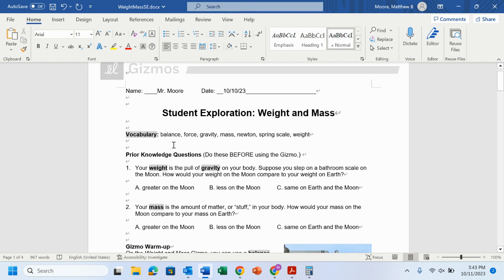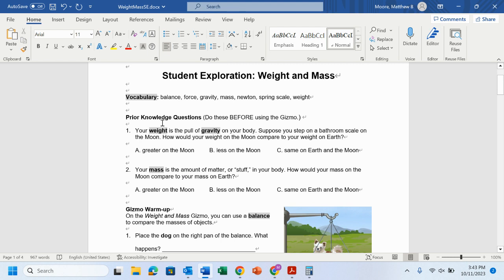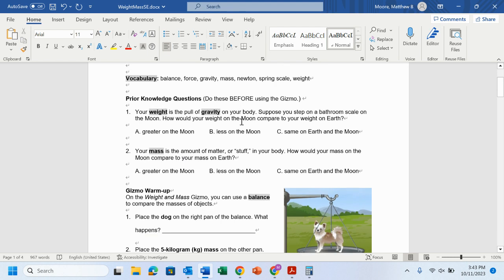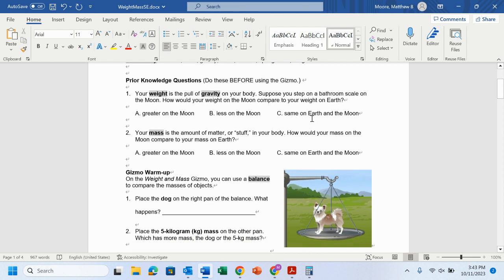Okay, so student exploration, weight and mass. Vocabulary that you're going to see in this exercise is going to be balance, force, gravity, mass, Newton, spring scale, and weight. Prior knowledge questions, do these before using the gizmo. Your weight is the pull of gravity on your body. Suppose you step on a bathroom scale on the moon. How would your weight on the moon compare to your weight on Earth?